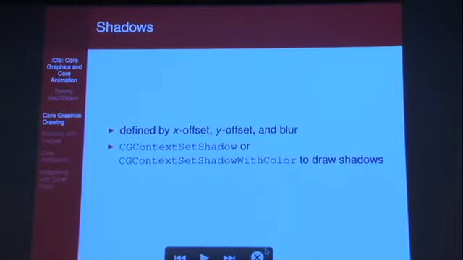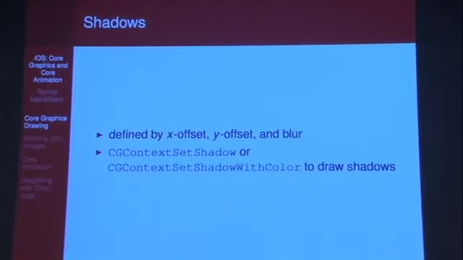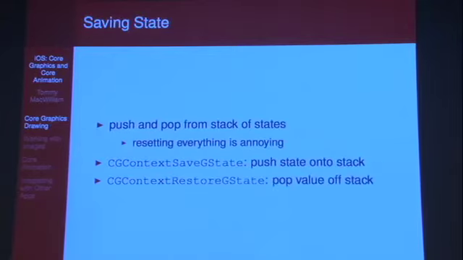So that's drawing basic shapes. Two cool things we can do with Core Graphics are shadows and gradients. First, we're going to define a shadow, much like we do in CSS. We can say it has an X and a Y offset from the element that it is shadowing. And then we can also define a blur, which is basically the size of the shadow.